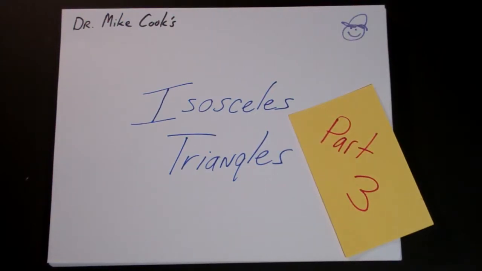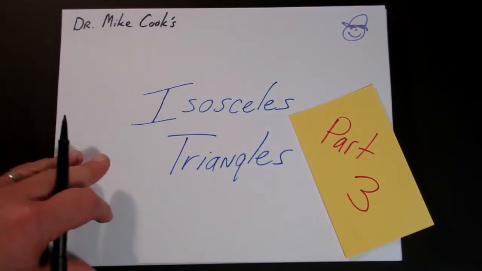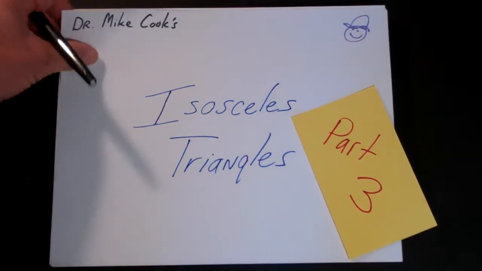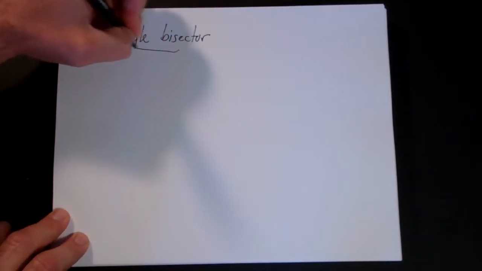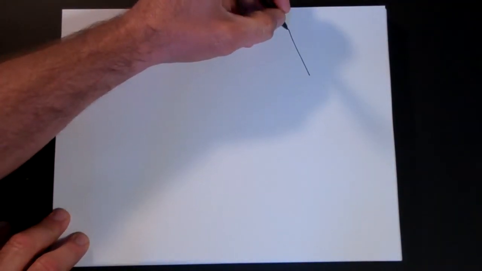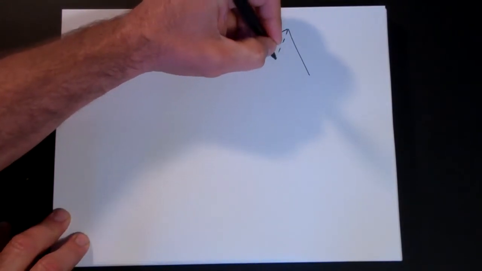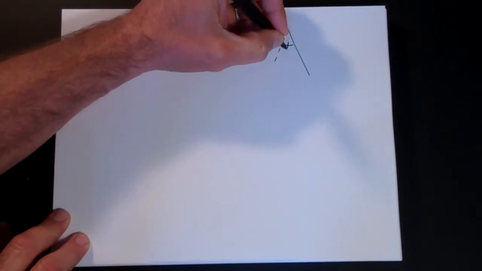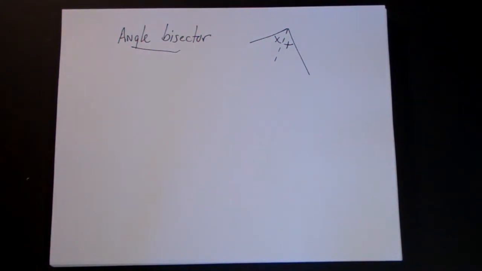This is the third of a series of videos on isosceles triangles, and in this video we're going to prove the isosceles triangle theorem. But before we start, we need to think about two concepts. The first one is the idea of an angle bisector. What an angle bisector does is it cuts an angle in half. And the key thing you need to know is that every angle can be bisected, and it can only be bisected in one way.